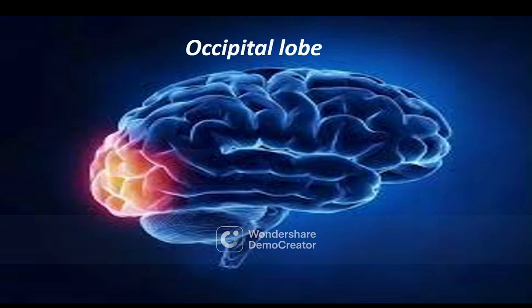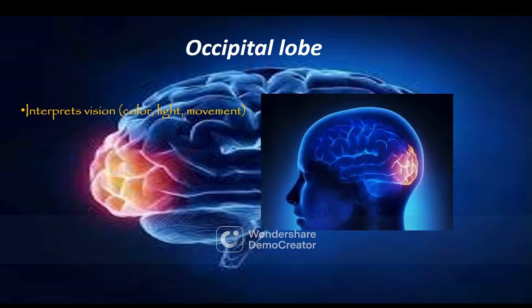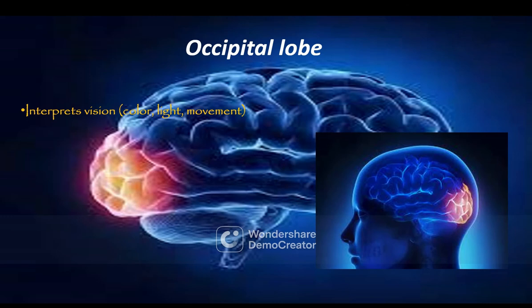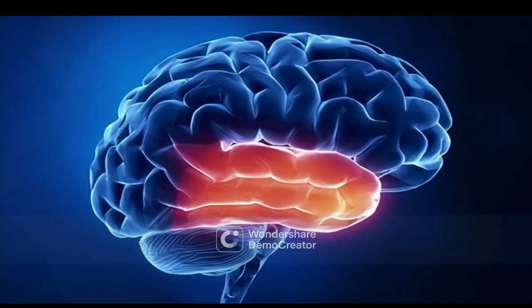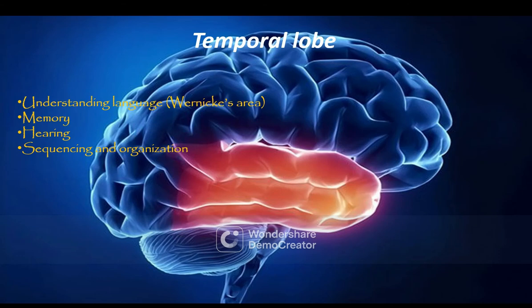Occipital lobe. It controls only interprets vision. Then let's talk about temporal lobe. It controls understanding language, memory, hearing, sequencing, and organization. Let's go to the next slide.